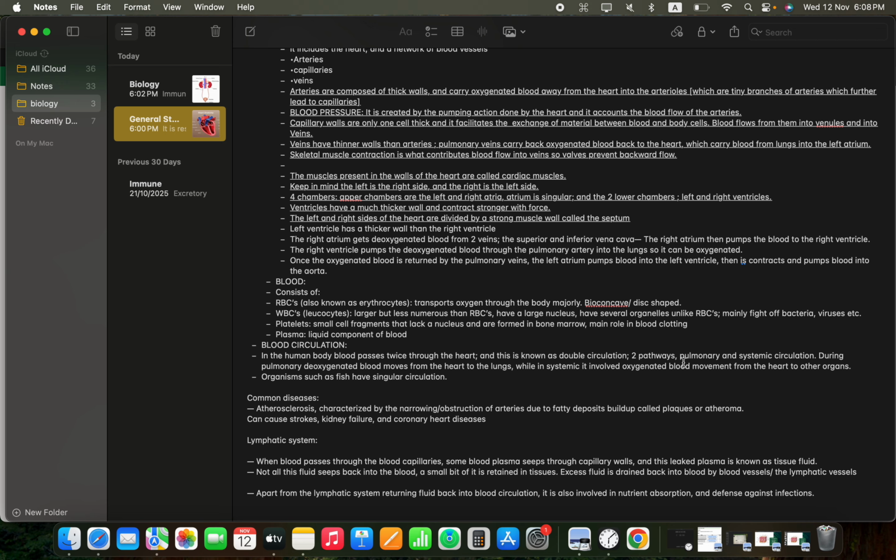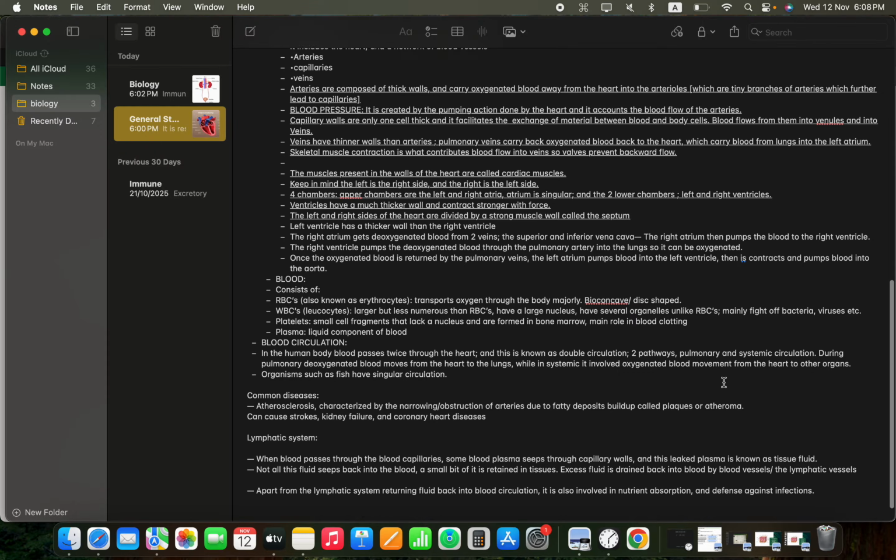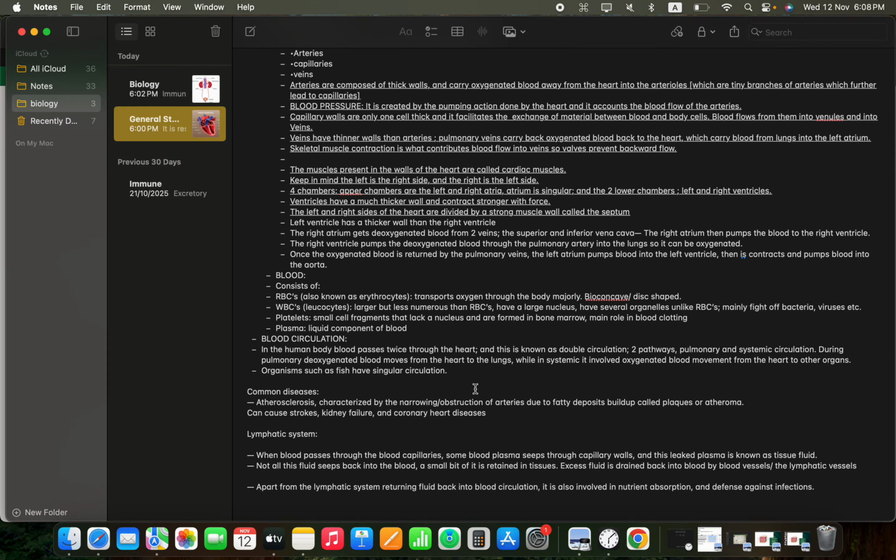There are 2 pathways, pulmonary and systemic circulation. During pulmonary circulation, the deoxygenated blood moves from the heart to the lungs, while systemic circulation involves oxygenated blood movement from the heart to other organs. Organisms such as fish have single circulation, so the blood does not go through the heart twice, just once.